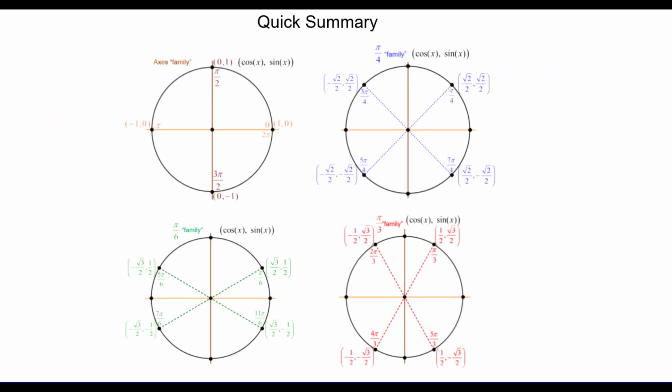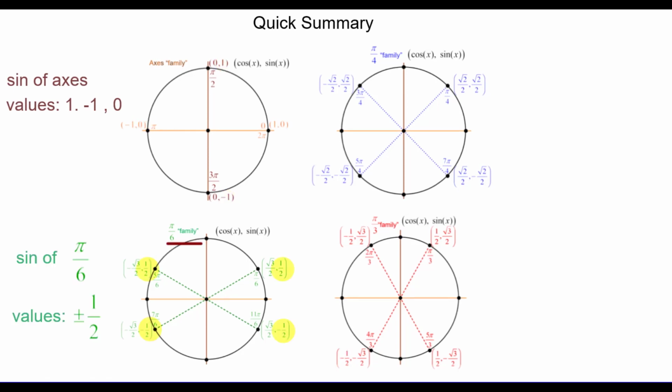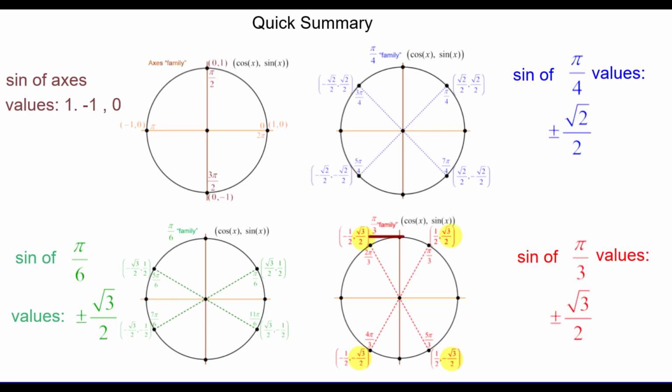So here's a quick summary of all 4 families, beginning with the axes family. The sine of the axes values is either 1, 0, or negative 1, the second coordinate there on each of those points. The sine of pi over 6 values is either positive 1/2 or negative 1/2. The sine of pi over 4 values, the second coordinates are either positive radical 2 over 2 or negative radical 2 over 2. And the sine of pi over 3 values, either positive radical 3 over 2 or negative radical 3 over 2. Press pause as needed.